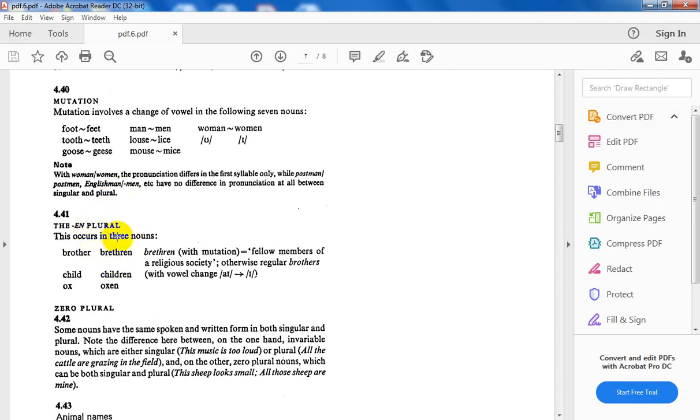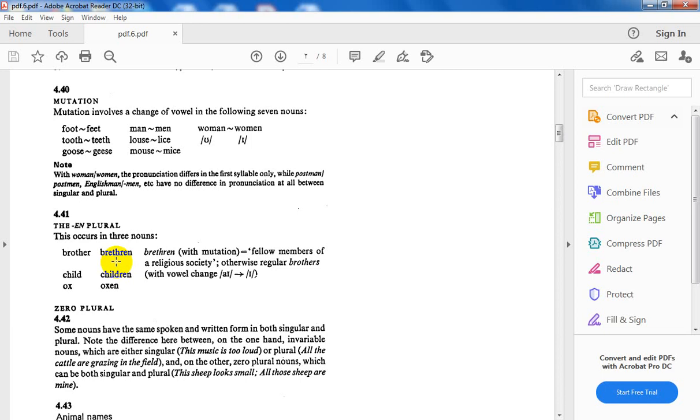What about the en plural? This occurs in the 3 nouns: brother, child, ox. Of course ox in the singular, oxen in the plural. Child in the singular, children in the plural. Brother, brethren. Here, brother, brothers, with the regular plural. So brothers is the normal one: my brother, your brother, her brother. But brethren, again it is brothers, but a different kind of brothers.